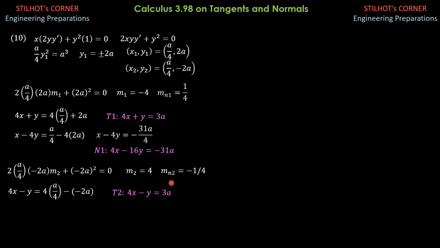That's the second tangent. For the normal, x plus 4y equals a over 4 plus 4 times negative 2a. So x plus 4y equals negative 31 over 4 times a. Multiply everything by 4, so 4x plus 16y equals negative 31a. So that's it for this video.